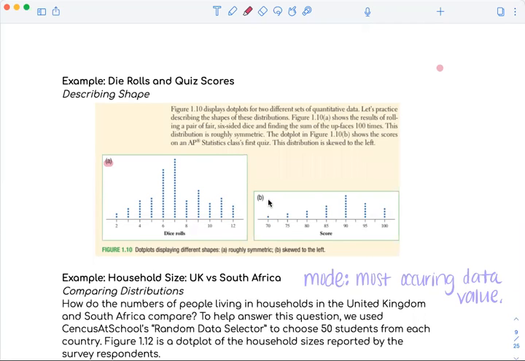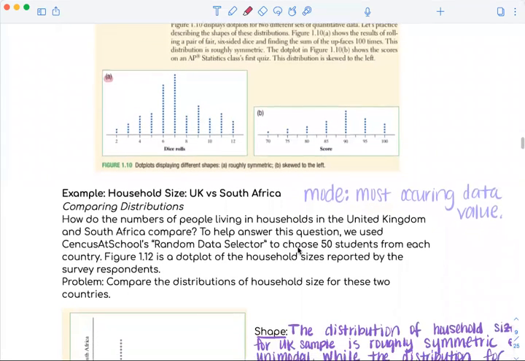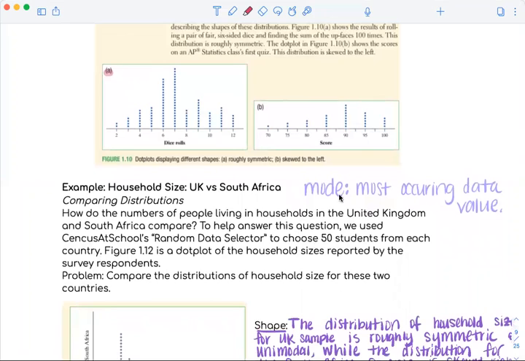For B, it says that these are quiz scores. It's a big class, and we have data that is roughly skewed to the left. So remember that the mode is a measure of center, it's the most occurring data value. So for part B, the mode would be 90.